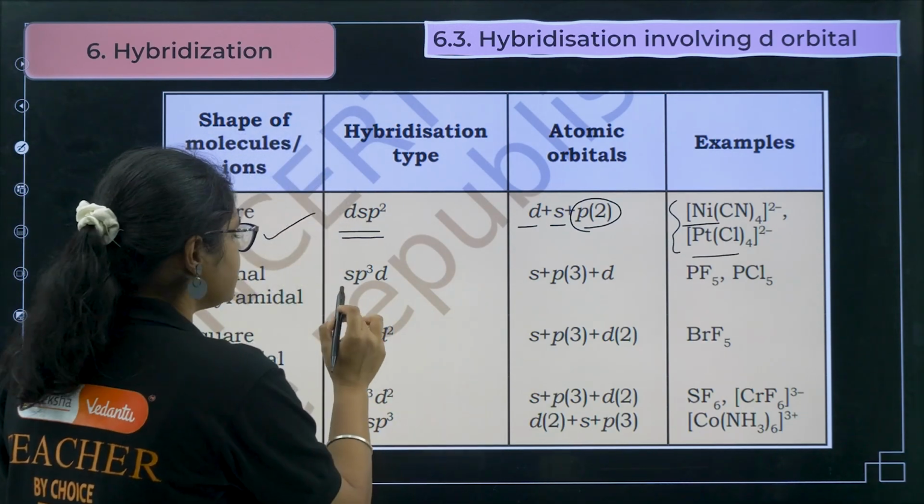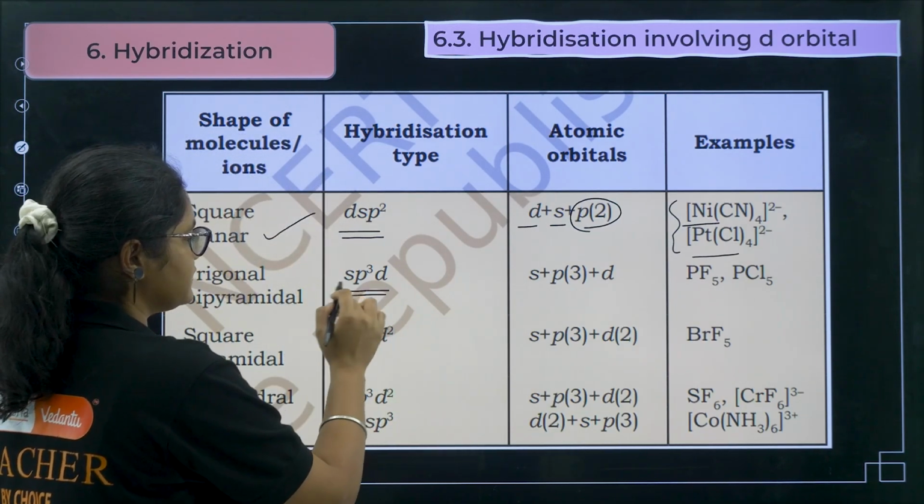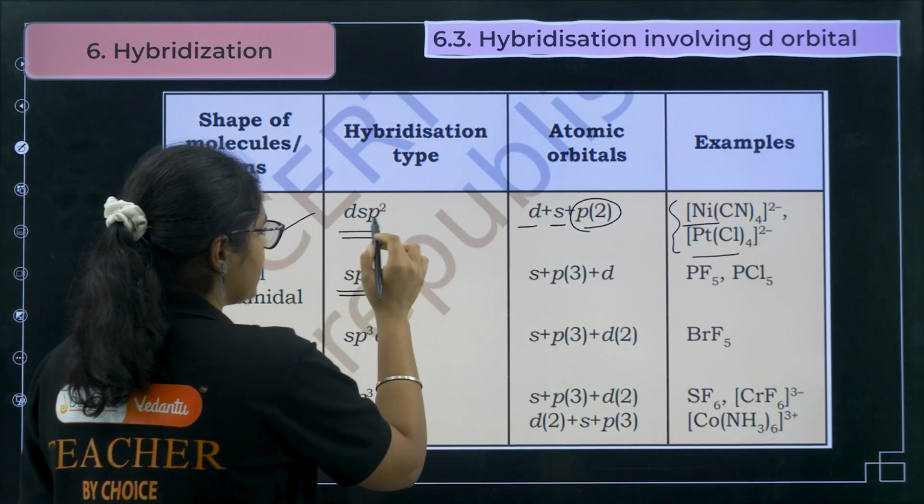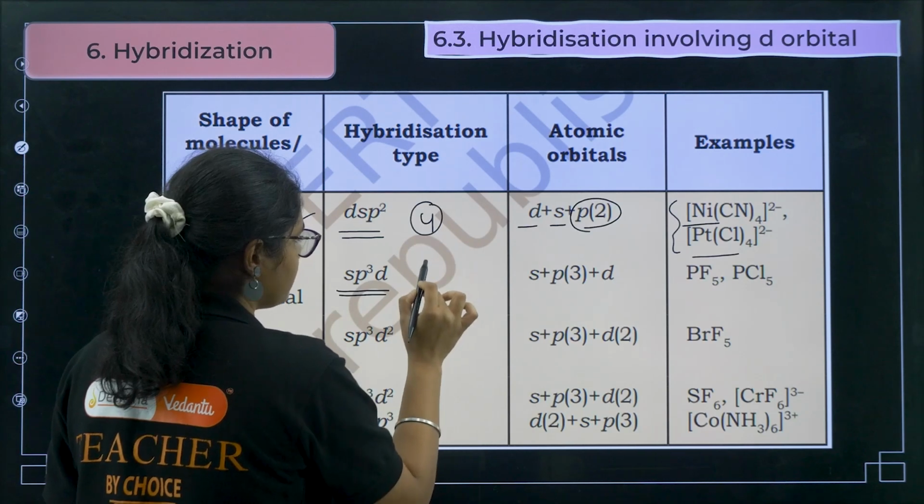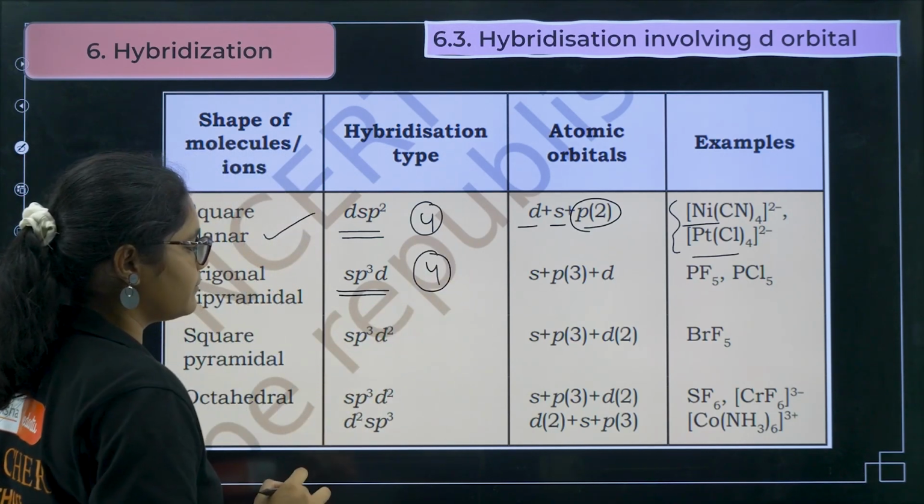Next, sp3d hybridization. Here, how many atomic orbitals have combined? 4 atomic orbitals have combined. Here also 4 atomic orbitals have combined, right?